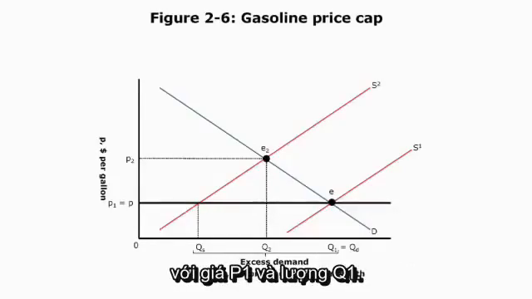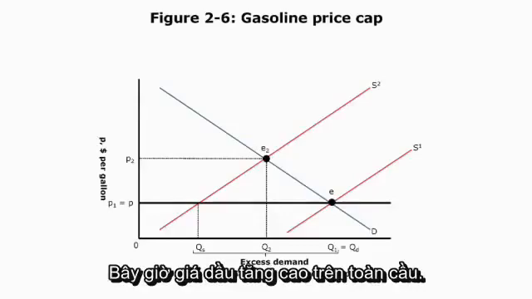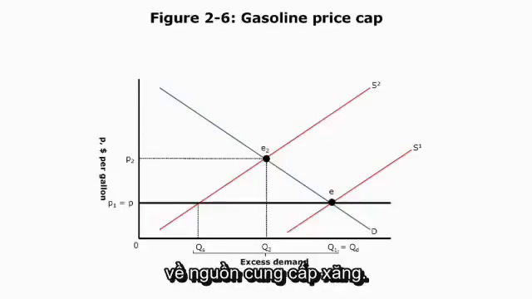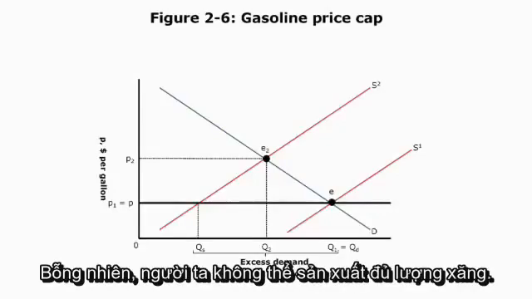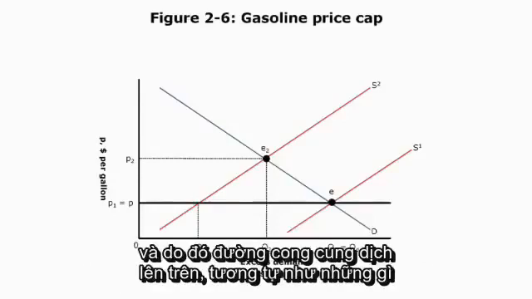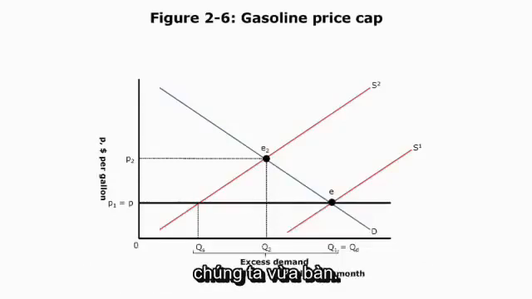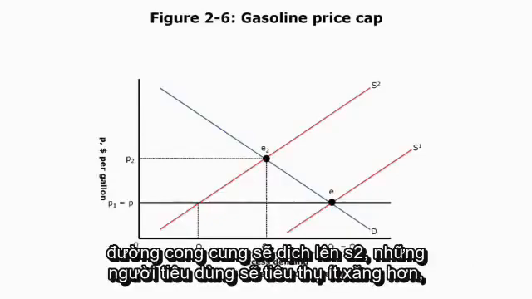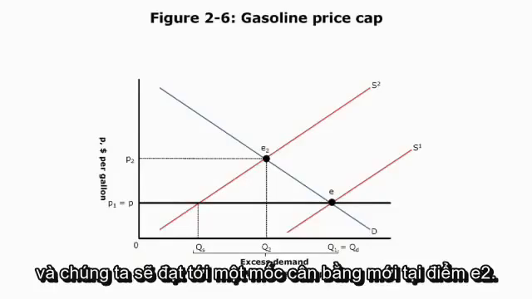Now, oil tanks blow up all over the world. Suddenly that means there's a restriction in the supply of gas. Suddenly there's not as much gas as can be produced. So that's an upward shift in the supply curve, just like we talked about before. And absent any government intervention, the supply curve would shift up to S2. Consumers would want less gas, and you'd reach a new equilibrium at E2.